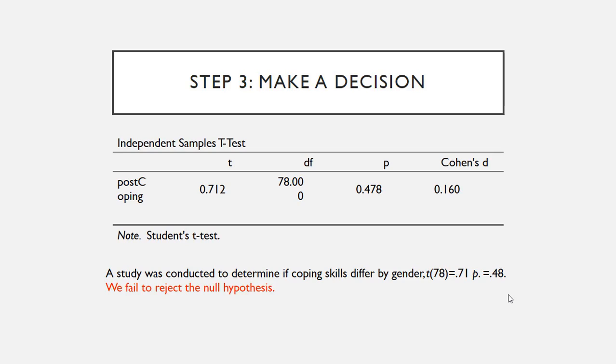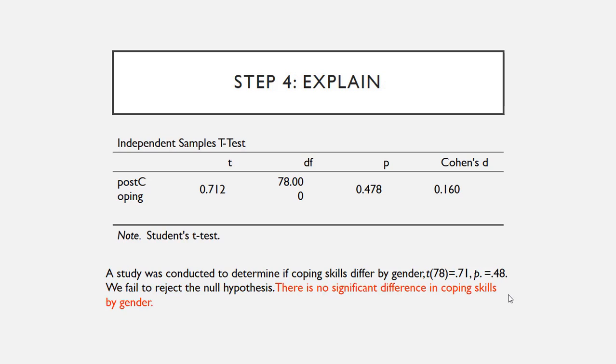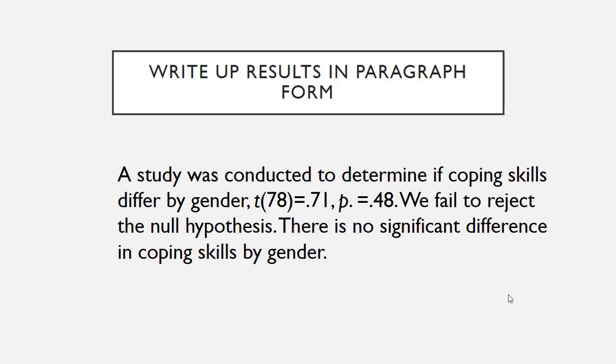The next part is you need to make a decision. In this case, if you will remember, we failed to reject the null hypothesis. We can't find statistical significance in this case. And then the last thing you do is you explain it in your own words. There is no significant difference in coping skills by gender. So you're giving a little bit more detail and context. This is what it looks like when it's all written up in paragraph form. We don't write up our results as bullets.